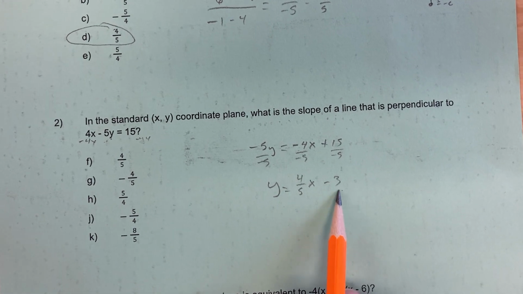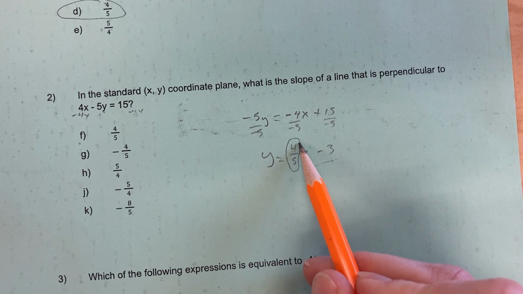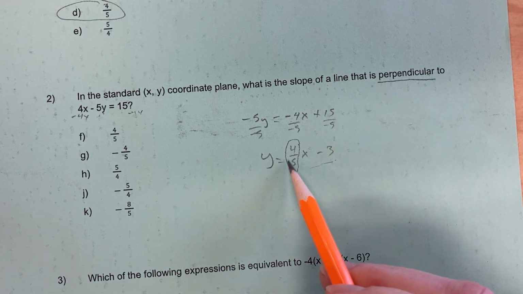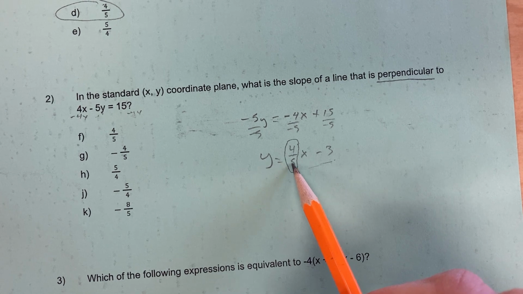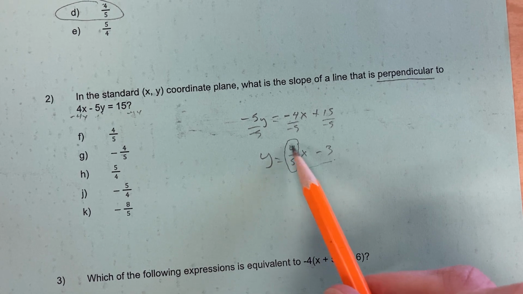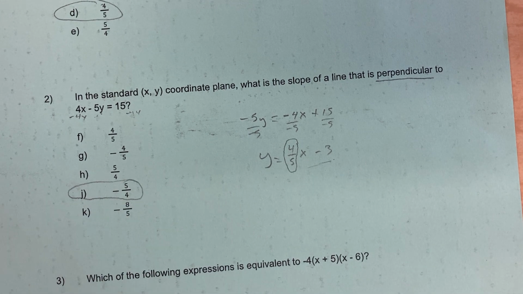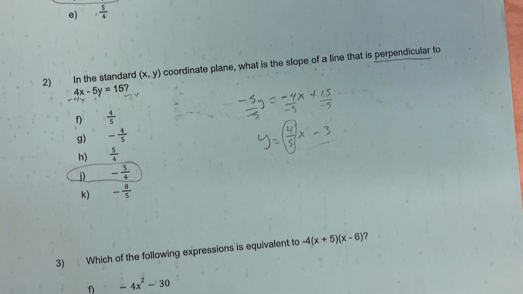Now, we don't necessarily care about that, that's the y-intercept. We're looking at this slope. The slope of this line is 4/5. We want to be perpendicular to it. And if you remember back in October or whenever we did this, a perpendicular slope is the opposite reciprocal, meaning we're going to flip that and take the opposite, and that gives us j here. Okay. So we had to find the slope first, do a little bit of algebra, and then flip that around.